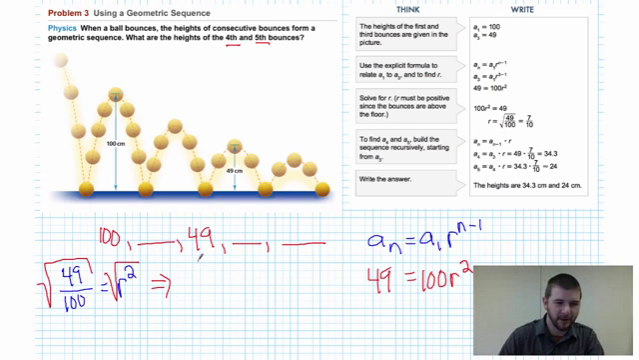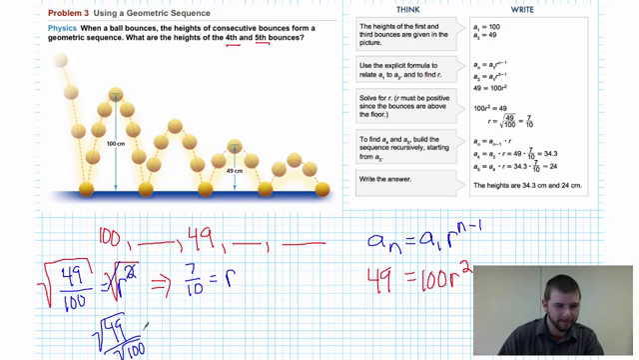Recall that can be written as the square root of 49 over the square root of 100. And the square root of 49, or at least the principal square root of 49, is 7, and the principal square root of 100 is 10, so this becomes 7 over 10 equals, our squared and square root cancel out, r. So our common ratio is 7/10.